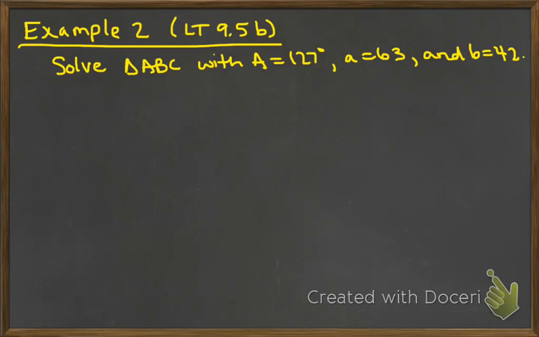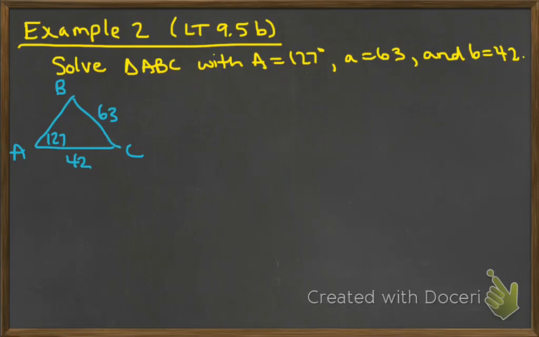To start this problem, just like I did the last one, I want to sketch my triangle. Again, it doesn't matter what the triangle looks like, or where you put the sides and vertices. I just labeled it with A, B, and C some way. My A, they tell me, is 127, so obviously my picture is not correct, but it doesn't matter. I just want it to give me a general idea of where everything is located. So my angle A is 127, side A is 63, and side B is 42.